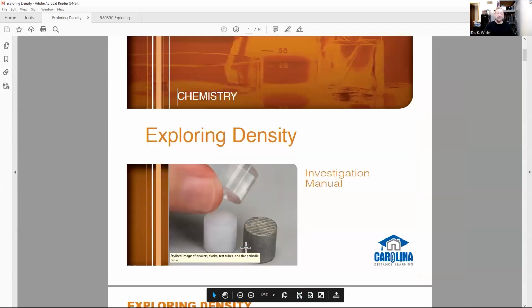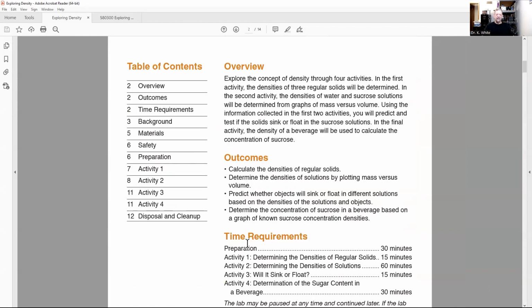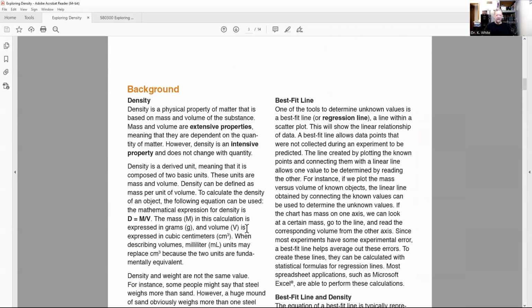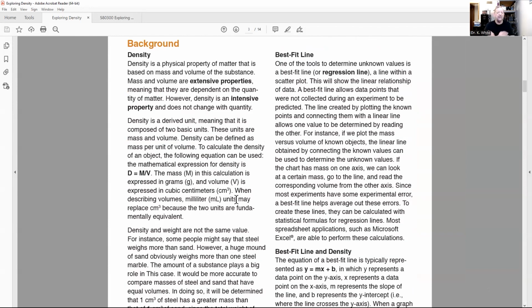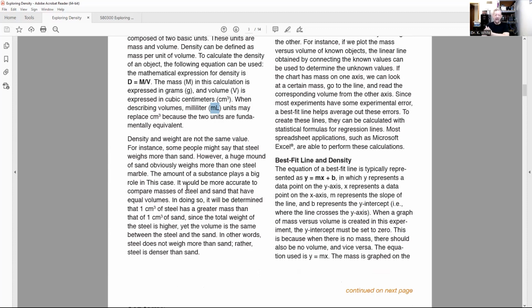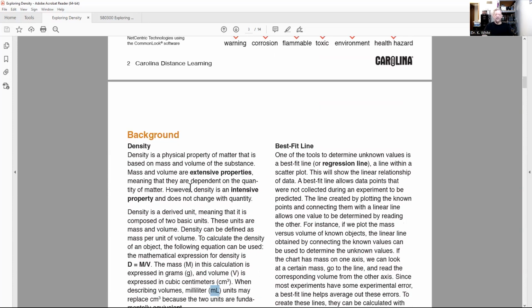Now, today's lab is exploring density. And density is an important property of different things. Density, by definition, is mass divided by volume of an object. And usually the density is expressed as a number of grams per milliliter. Now they say here cubic centimeters, and 1 cubic centimeter is 1 milliliter. Generally, you see density in grams per milliliter because you can replace that as they tell you. And different things have different densities. Steel and sand, a feather and water, all have different densities.